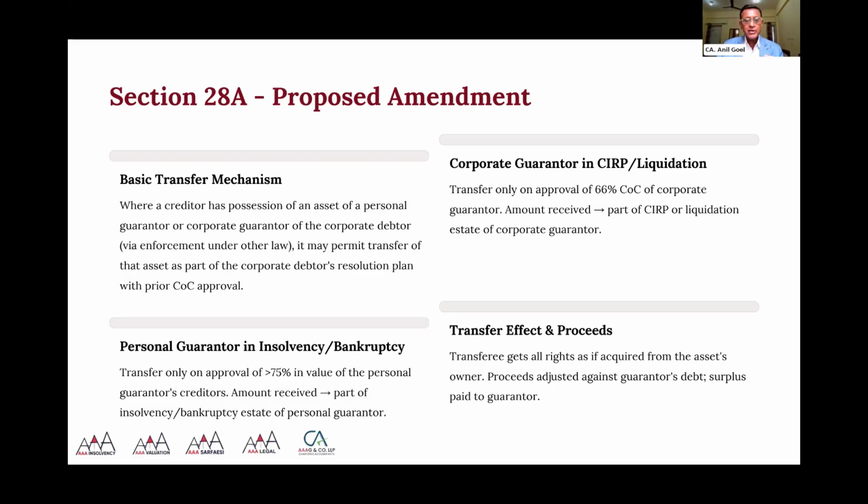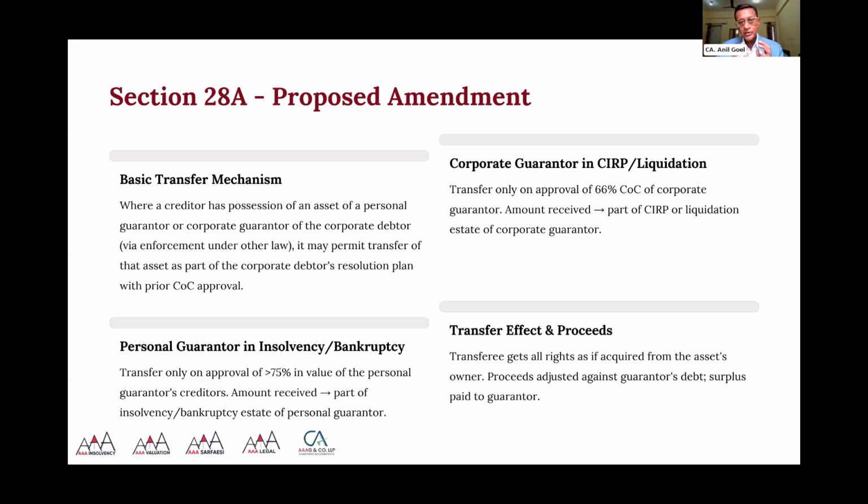And then once the CIRP is concluded, this particular amount which has been agreed, or any basis on which it has been agreed, will go to the resolution process of the personal grantor or to the bankruptcy process of the personal grantor.